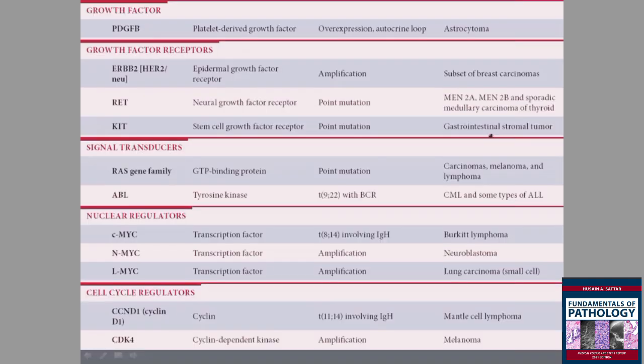So anyway, basically what I want to get at is that you do need to be familiar with cyclin D1, you do need to know about the 11-14 translocation, and that it is associated with mantle cell lymphoma. So those are probably the key points that I'd like to give you from this particular table. The last one is CDK4, which is a cyclin-dependent kinase, which is related to melanoma. Not really the highest yield, but I put it here for completeness' sake. So these are cell cycle regulators.